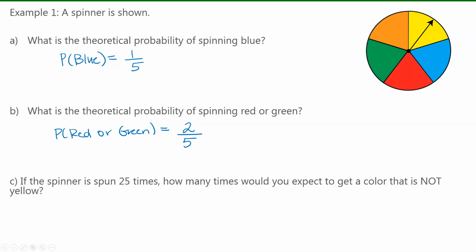If the spinner is spun 25 times, how many times would you expect to get a color that is not yellow? So the probability of not getting yellow is 4 over 5, because there are 4 sections there that are not yellow, since there is one yellow section. And then I would write an equivalent fraction and figure out how many times that would be out of 25. So 5 times 5 would give me 25. So 4 times 5 would give me 20.